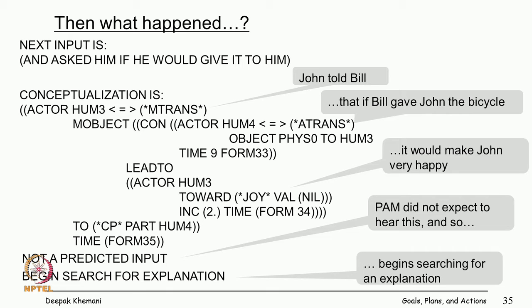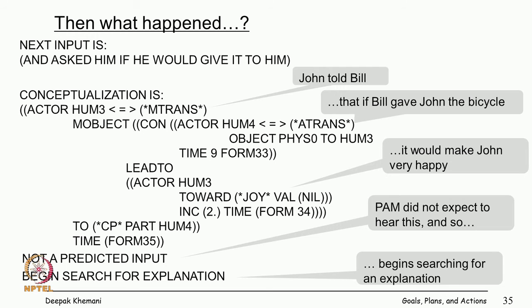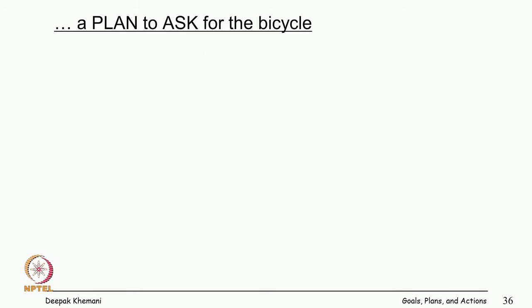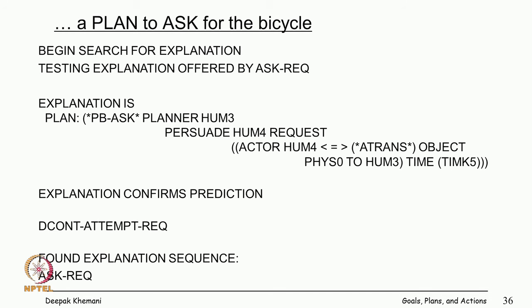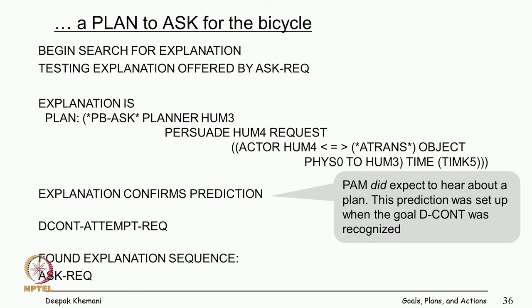So, Pam is still trying to explain how the sentence he walked over to Bill is connected to the goal of having the bicycle, and now it is trying to figure out how this plan of asking is connected to the goal. Because what you hear is an action, and what you are looking for is a plan. So, the explanation for the action of asking is that it is part of a plan box called asking.